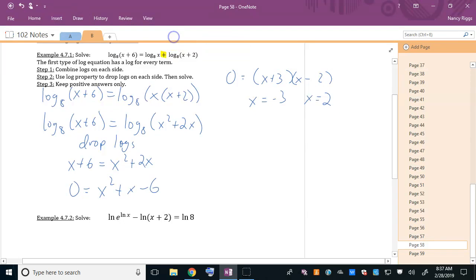Now my final step, it's easy to do, but it's also easy to forget to do. Remember our domain of a logarithm. I can't take a log of a negative, and I can't take a log of 0. So I want positive answers only. So here, I'm going to throw out the -3 and keep just +2 as my answer.